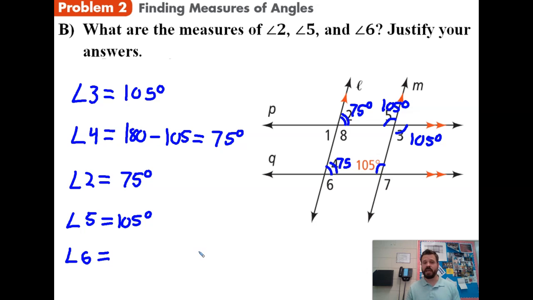All right, then last one, angle 6. How does it relate to the angles we have here? Well, angle 6 and this original 105 degrees are alternate interior angles. We know that alternate interior angles are congruent, so angle 6 will be 105 degrees as well. I suppose the other thing we could have done for angle 6 is, since I have a linear pair here, I could have just subtracted the 75 from 180 and got the 105 there as well.